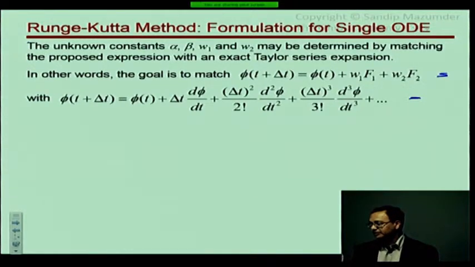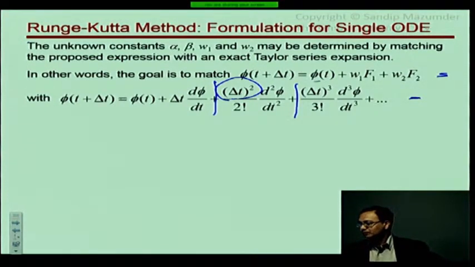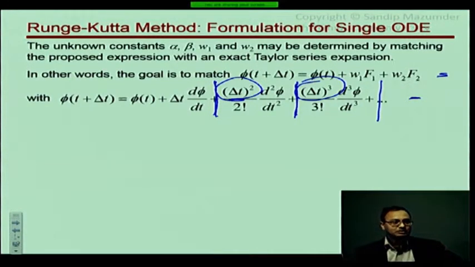Now think of it this way. If I can match up to, let's say, this term, then my scheme will become second order in time. If I can match up to this term, then my scheme will show up as second order, but it's actually first order, because in the end I'm going to divide the whole thing by delta t. So if I can match up to this term, I get a first order scheme in time. If I can match up to this point, then it becomes second order in time, and so on. If I can match up to this point, then it becomes third order in time, and so on. Okay, so that's the basic idea.